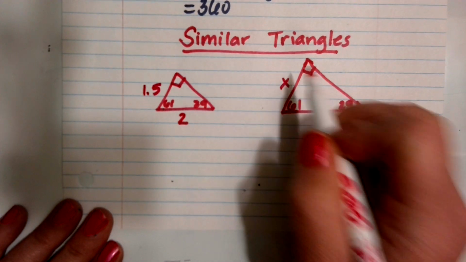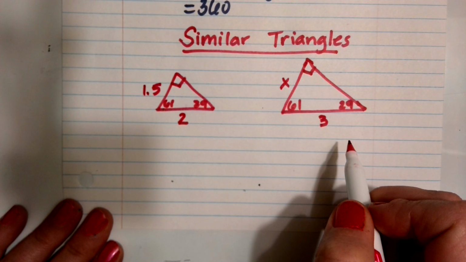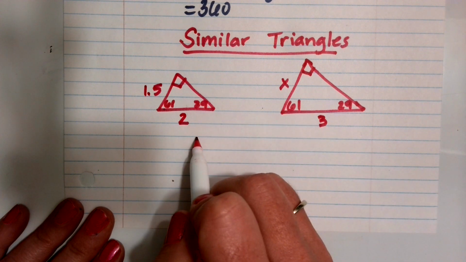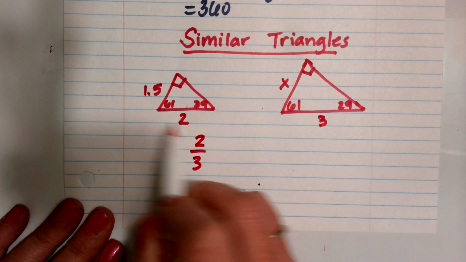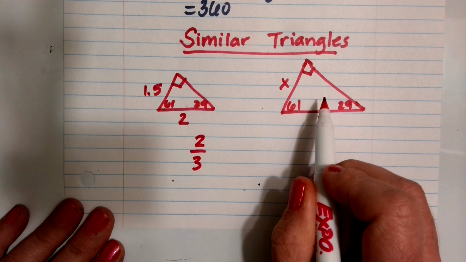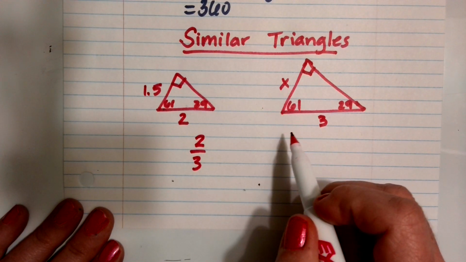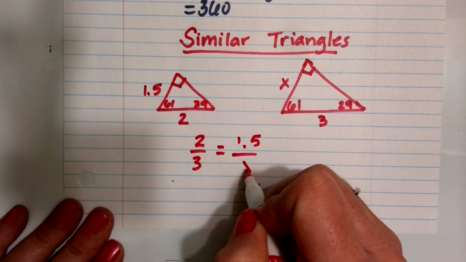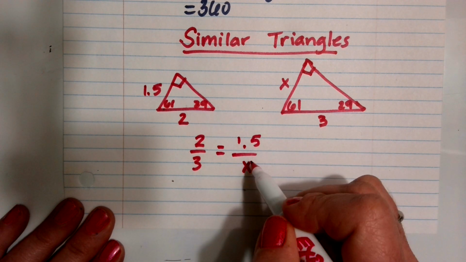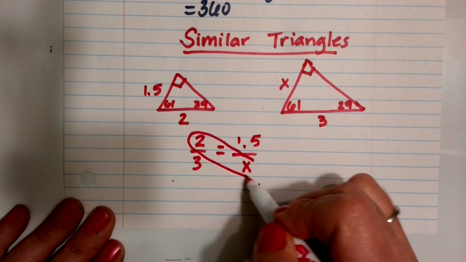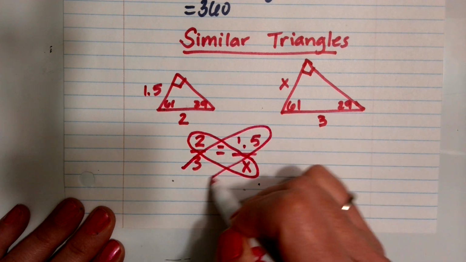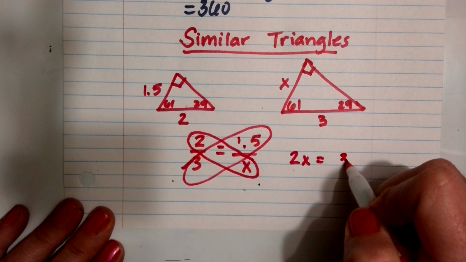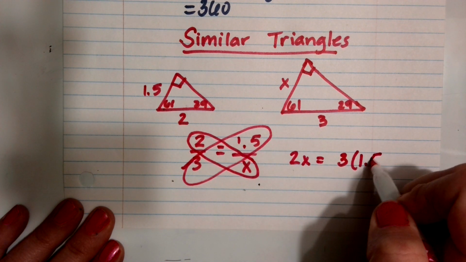We could figure out what this side is by setting up a proportion. So we're going to set up a proportion of the long sides here, 2 over 3, to the short sides right here. So we have 1.5 over x. And when you have a proportion, then you are going to cross multiply and set it equal. So we would say 2x equals 3 times 1.5.